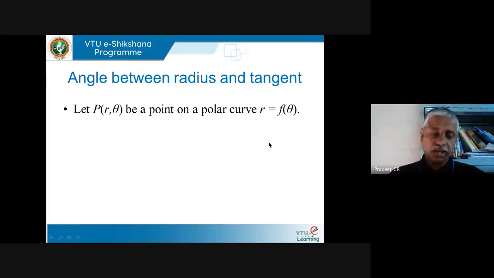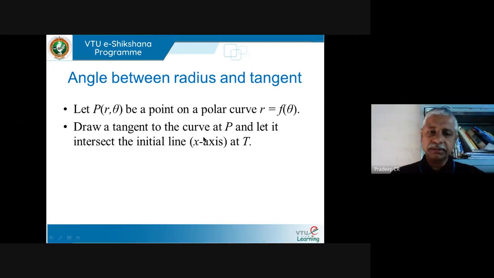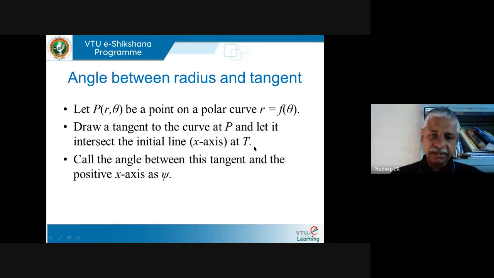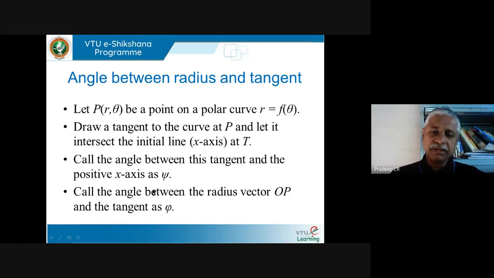So r equal to f of theta be some polar curve given in the polar form. That means as theta changes, r changes. How it changes is what is given by this equation. And P(r, theta) be any point on this curve, and then we draw a tangent to the curve at point P, and I will call the intersection with the initial line as T. The angle between this tangent and the positive x-axis, I'll call it psi, and the angle between the radius vector OP and the tangent as phi. So all this we had seen last time.